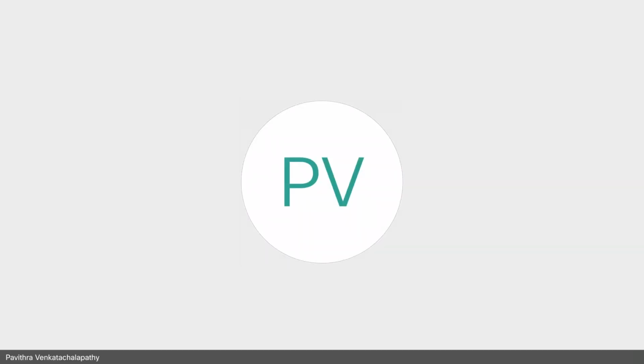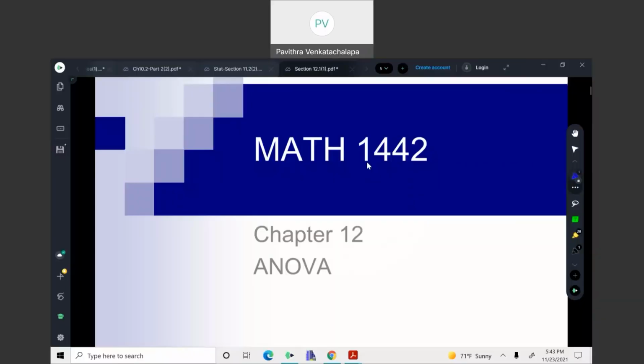Hello everyone. So we have finished chapter 10 and chapter 11, and we are in the last chapter, that is 12, ANOVA, analysis of variance. The full form of ANOVA is analysis of variance: AN stands for analysis, O stands for of, and VA stands for variance.